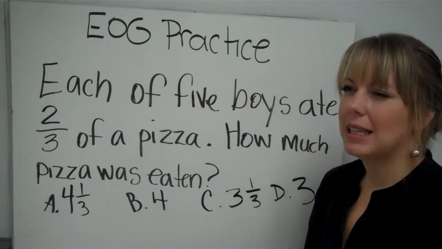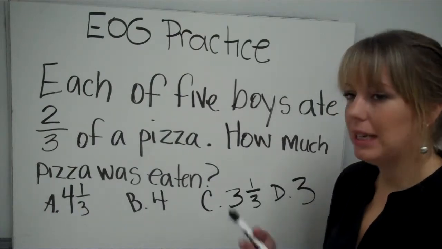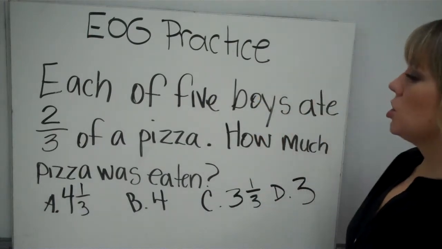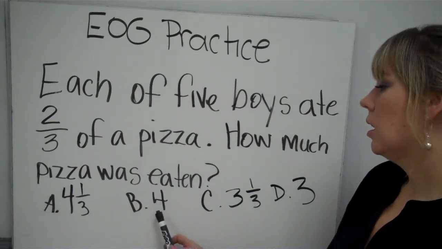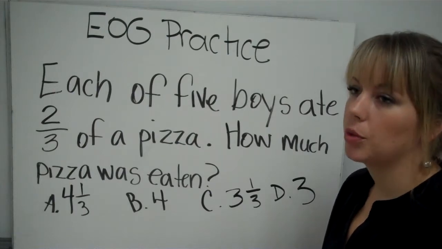Okay, so what you need to think about is the situation. You need to think about 5 boys sitting at a table, and each of them eats 2/3 of a pizza. Okay, so your options are 4 1/3 pizzas, 4 pizzas, 3 1/3 pizzas, or 3 pizzas.